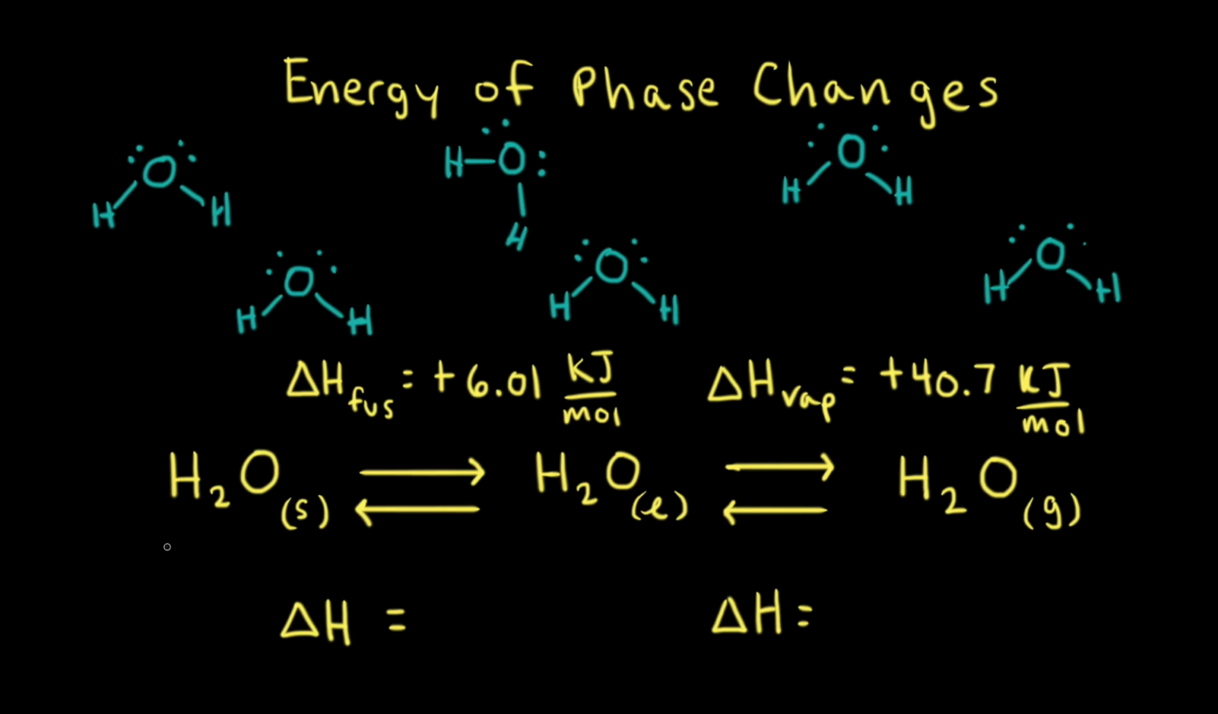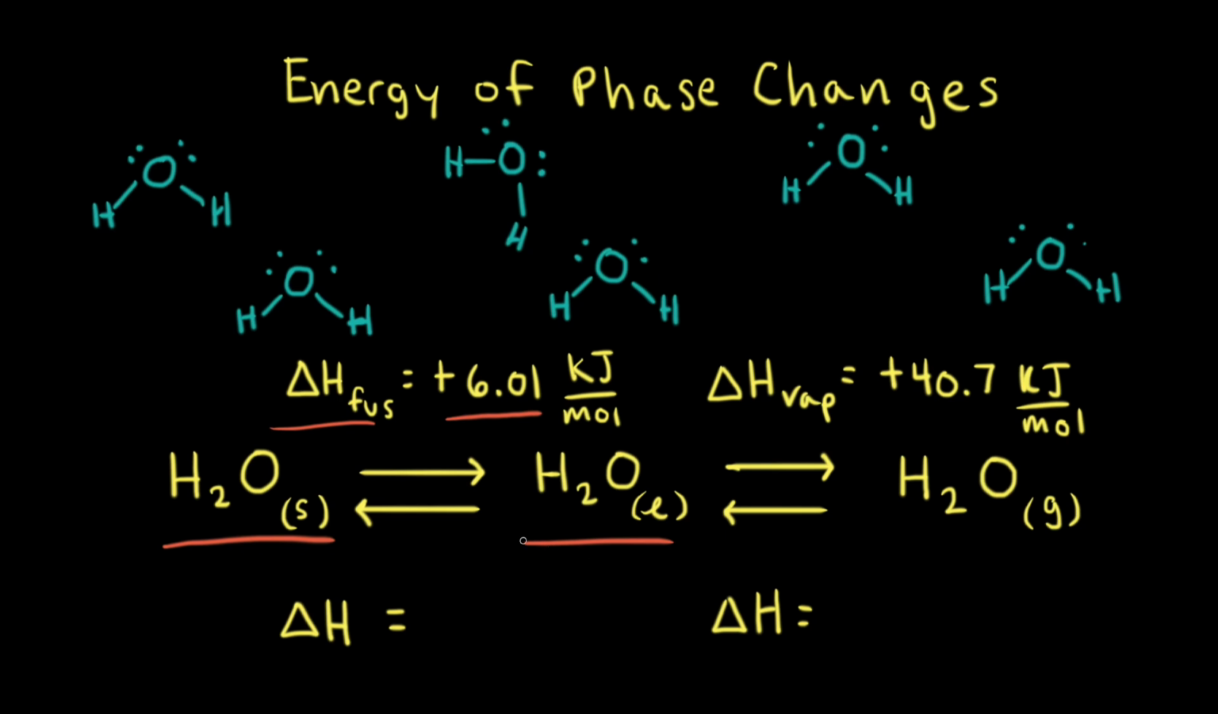Let's say that we have some solid water or ice, and we want to melt the ice and turn the solid water into liquid water. This phase change of solid water to liquid water is called melting, and it takes positive 6.01 kilojoules per 1 mole to melt ice. This change in enthalpy is symbolized by delta H with a subscript FUS, which stands for fusion. So this is called the heat of fusion.